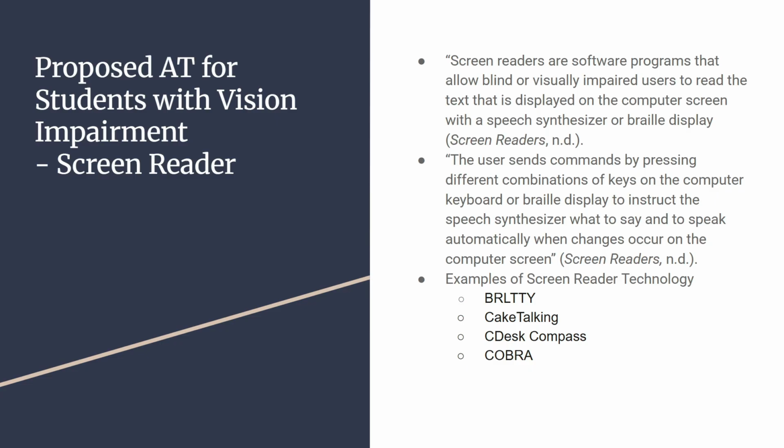For a student who can't reliably read screen text, I would recommend a screen reader. These programs convert text to speech or braille output. The student can use keyboard commands or a braille display to control what's read aloud or to be notified when screen content changes. Some examples of screen readers include Braillety, Cake Talking, C-Desk, Compass, and Cobra.